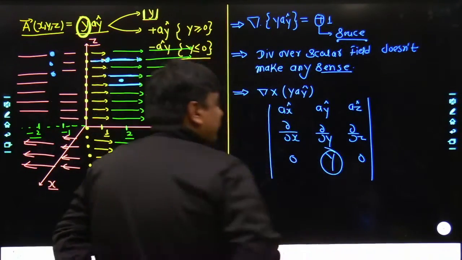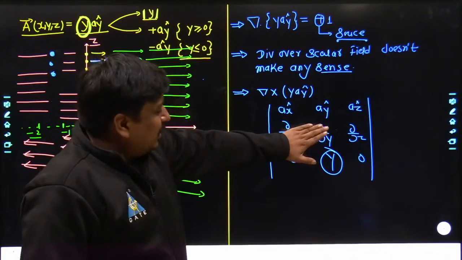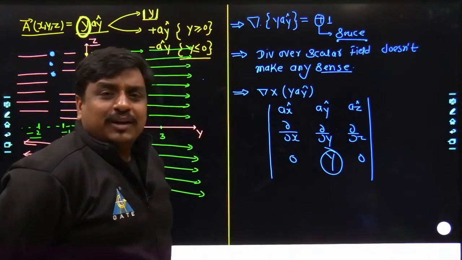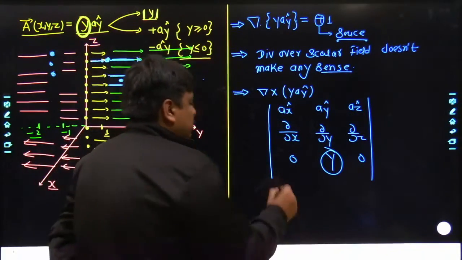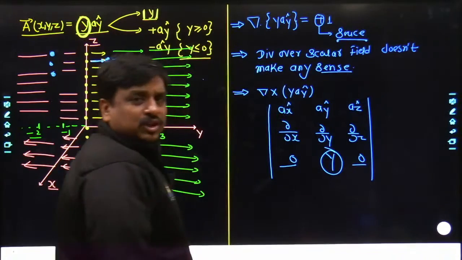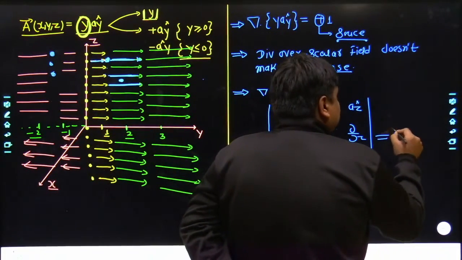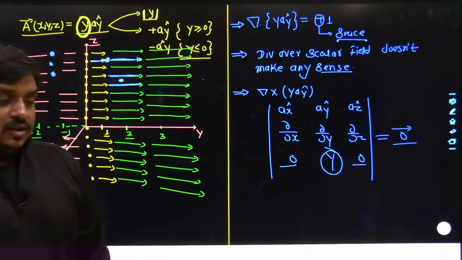The y will never be differentiated with respect to the y. Why? Because the ∂/∂y component exists just above y. That means y would be forcefully differentiated with respect to x as well as with respect to z, and the remaining component is simply 0. So once you calculate the determinant, the resultant is going to be just a null vector.